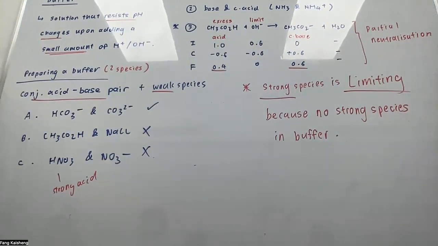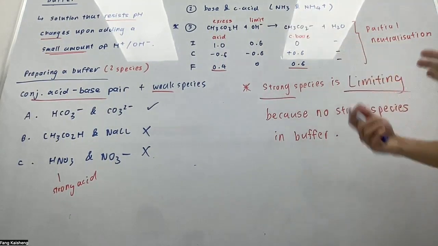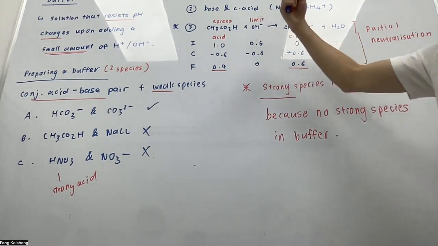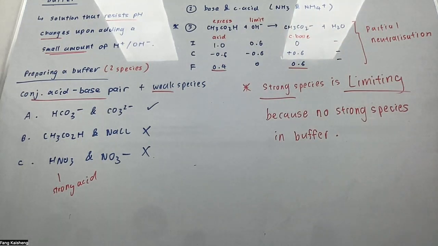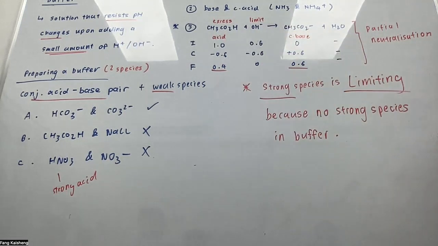How do you know which one? Oh no, it's just OH minus. OH minus can be NaOH, right? NaOH is strong, right? I just remove Na because it's a spectator ion. It can be KOH, also strong. So OH minus is just assumed to be strong. And HCl is strong.